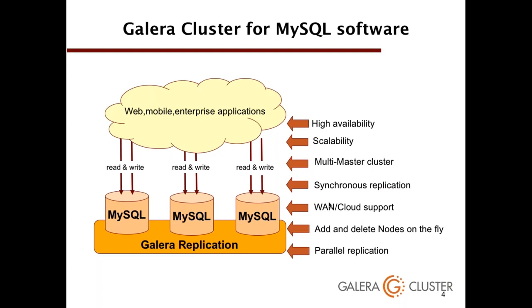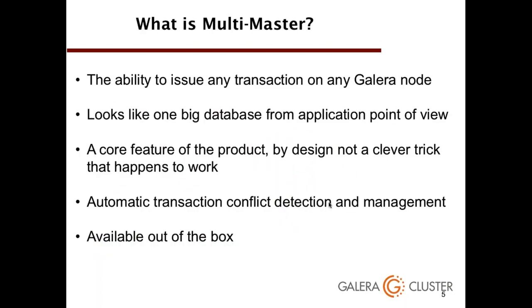Let me go through a couple of the most important features in the Galera cluster in more detail. So what is the multimaster? It means that you can issue any transaction to any Galera node. Read and write everywhere, anywhere. From your application point of view, it looks like one big database, even though there are several replicas in the cluster.